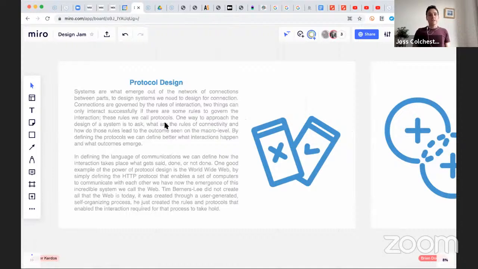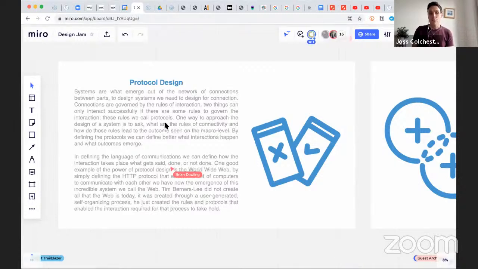So protocol design. Systems are what emerge out of the network of connections between parts. So as I said, we're less interested in those parts, more interested in the relations and the network patterns that emerge out of the interactions between them. To design systems, we need to design for connections. Connections are governed by the rules of interaction. Two things can only interact successfully if there are some rules to govern the interaction. These rules are called protocols.